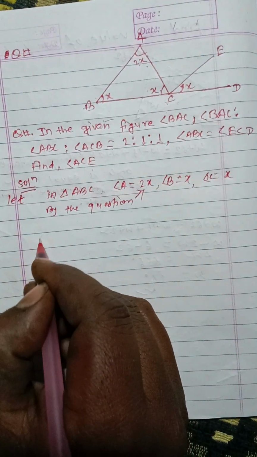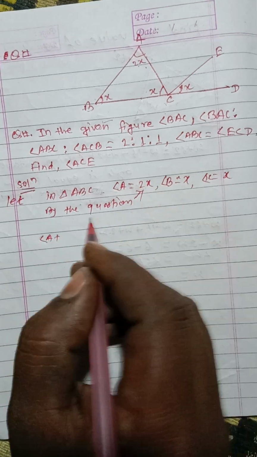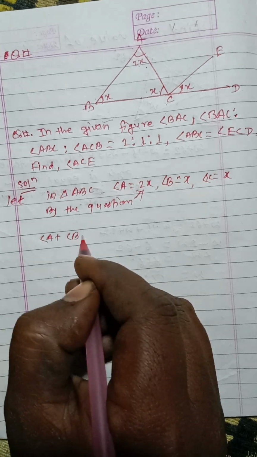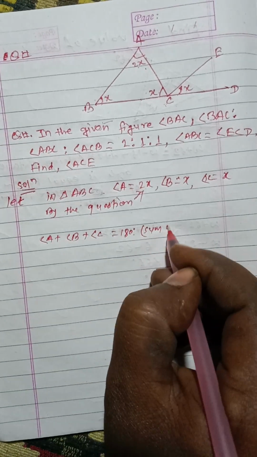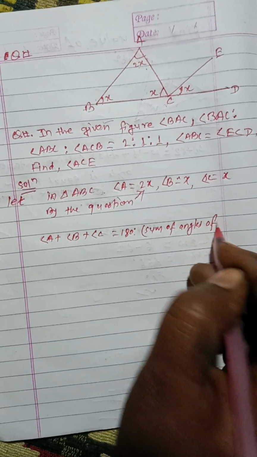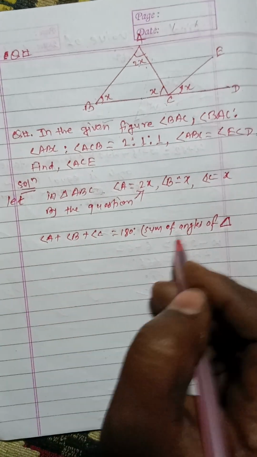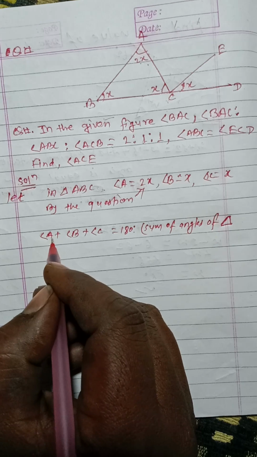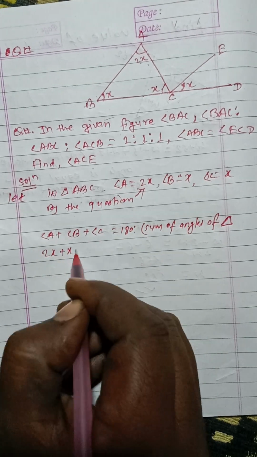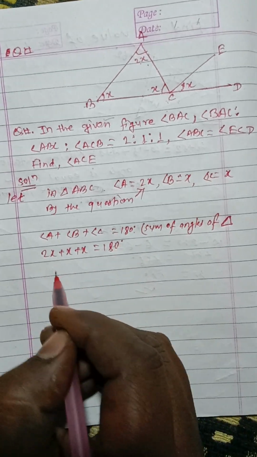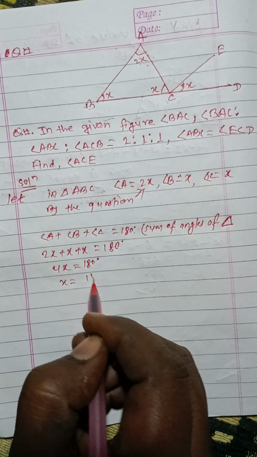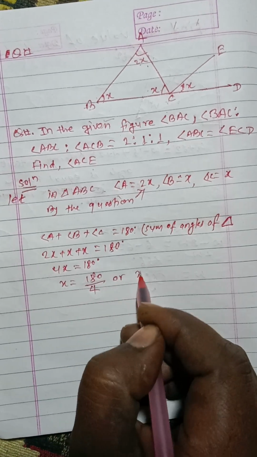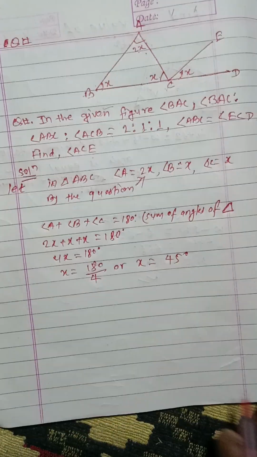So angle A plus angle B plus angle C equals 180, the sum of angles of a triangle. So 2x plus x plus x equals 180 degrees, 4x equals 180 degrees, or x equals 180 divided by 4, or x equals 45 degrees.